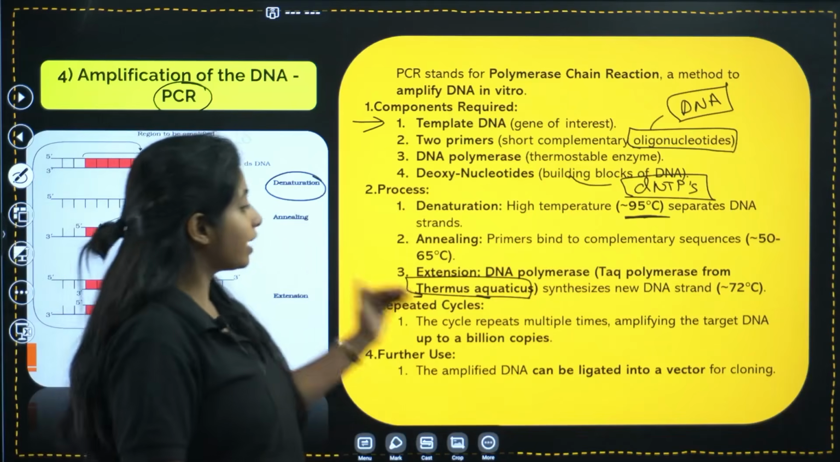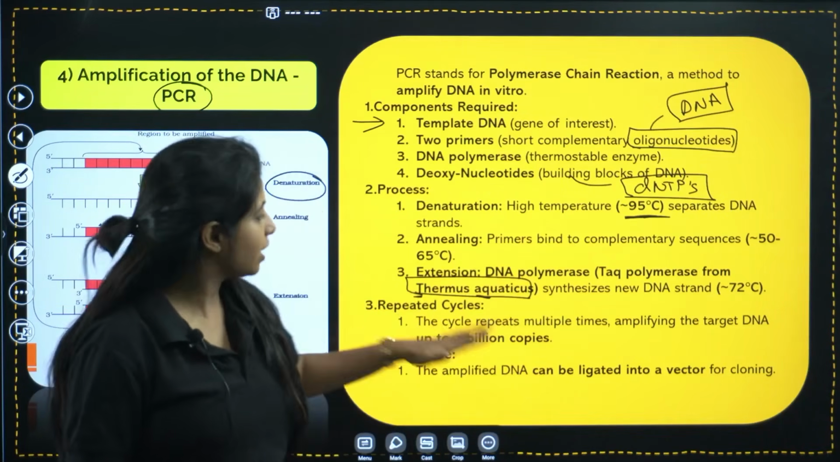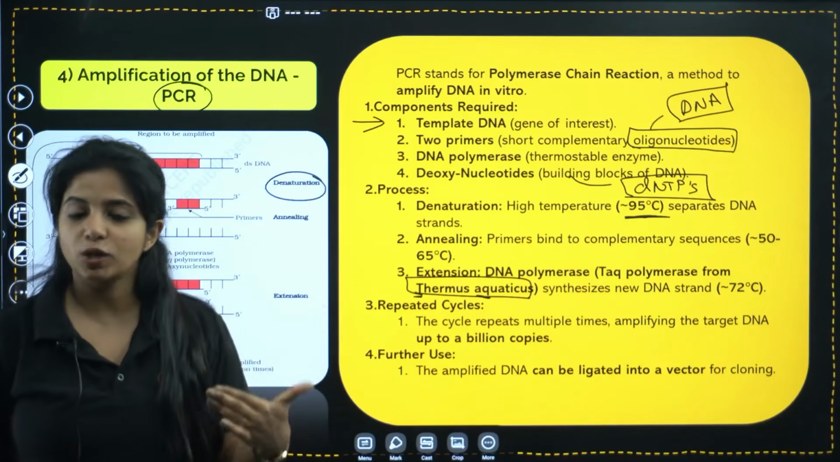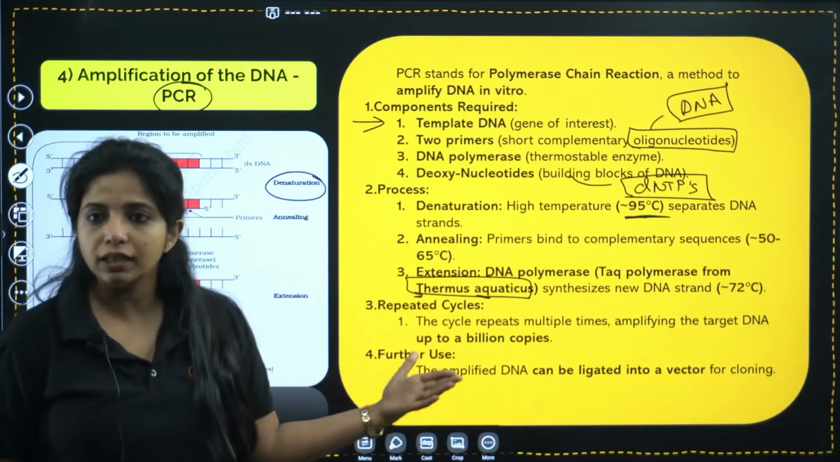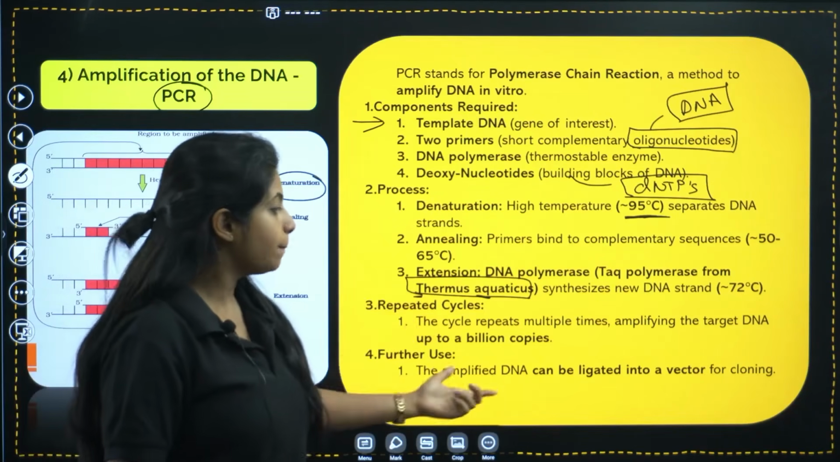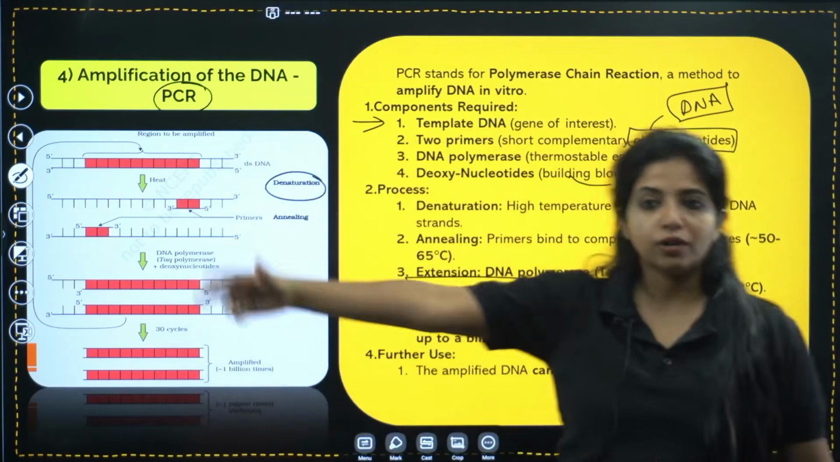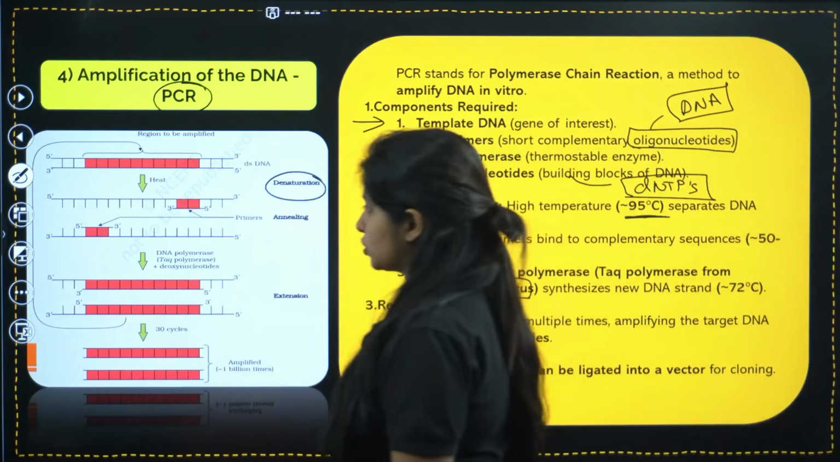Now the cycle repeats multiple times, amplifying the target DNA up to what? Billions of copies out there. There are multiple copies that are being formed over here. And also remember, the amplified DNA can be ligated into the vector for cloning. Now the amplified DNA can be put inside the vector for the next processes to happen.